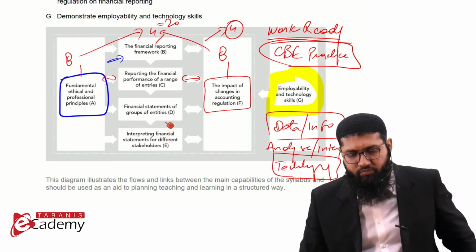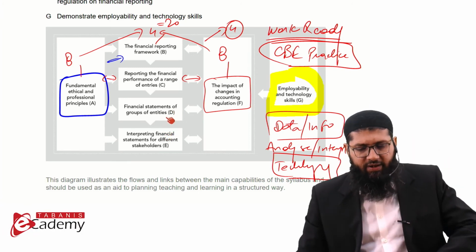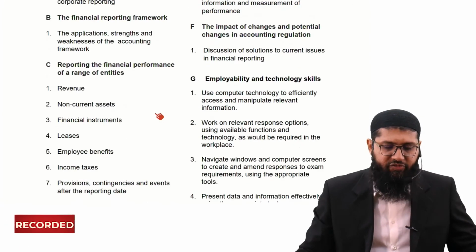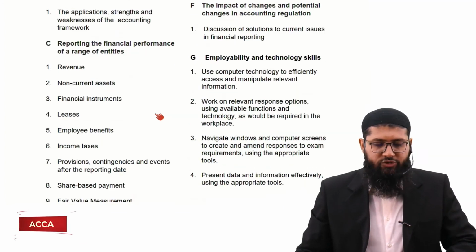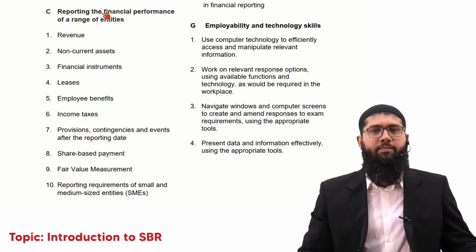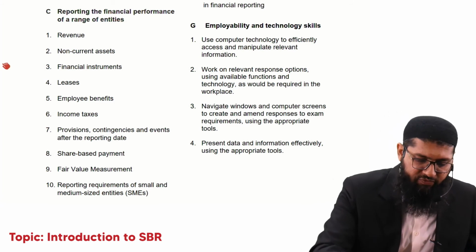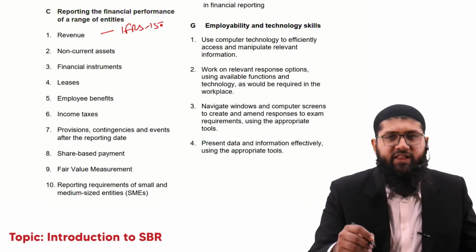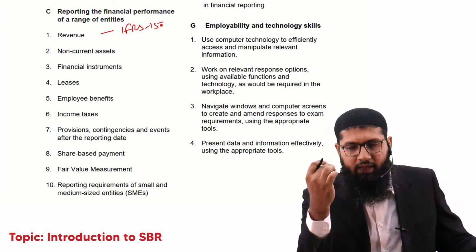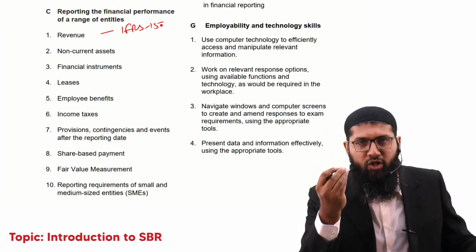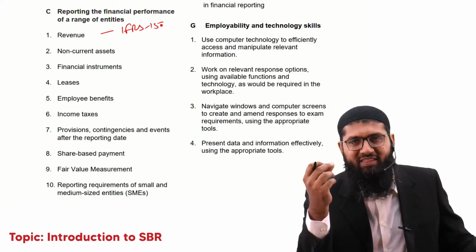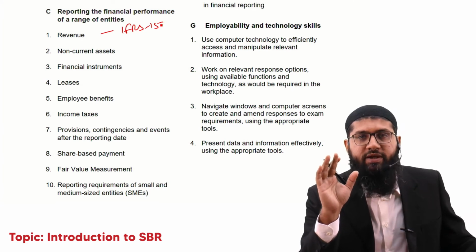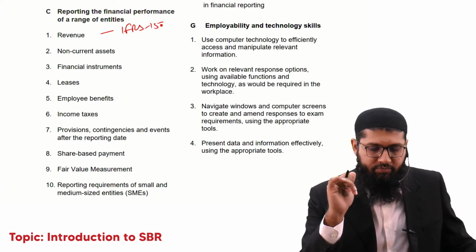Let me guide you. Basically what happens is that if I talk about these three areas, let's just see. So one of them is about the reporting of financial performance for the range of entities. You've got revenue, means you will be discussing IFRS 15 at length. Believe me, you have only studied a very small portion of IFRS 15 at the F7 level. We will be studying it in good depth and detail here.